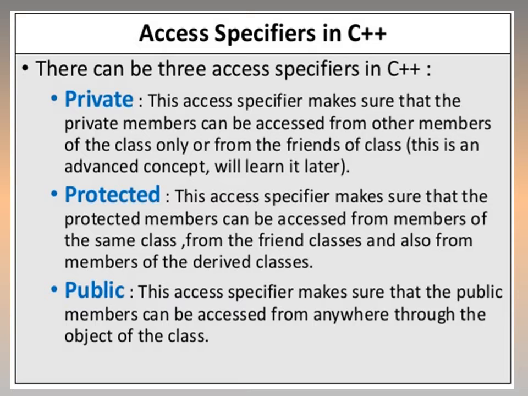And if we declare the data members and member functions under the public access specifier, then this access specifier makes sure that the public members can be accessed from anywhere through the object of the class. So any class can access the members under the public access specifier by using the object of that class.